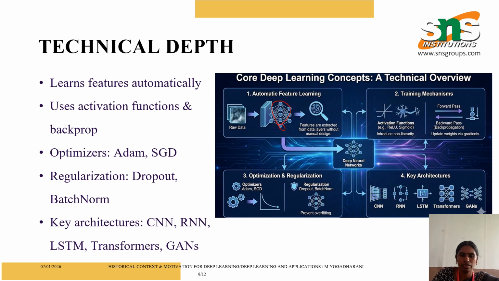So there are different architectures for different tasks. CNN stands for convolutional neural network, and it's mainly used for images. RNN stands for recurrent neural network. It is mainly used for sequential data. Transformers are mainly used in NLP, that is natural language processing. And GAN stands for generative adversarial network. It's mainly used for image generation.